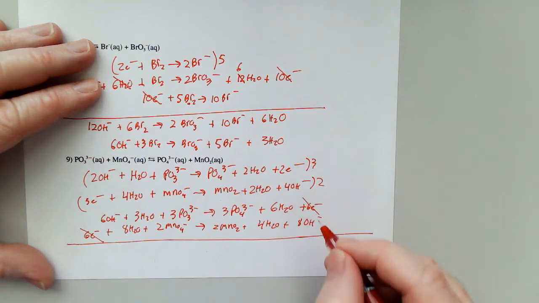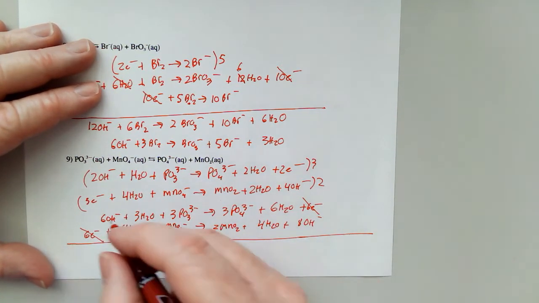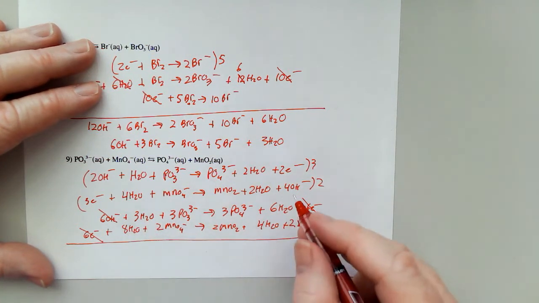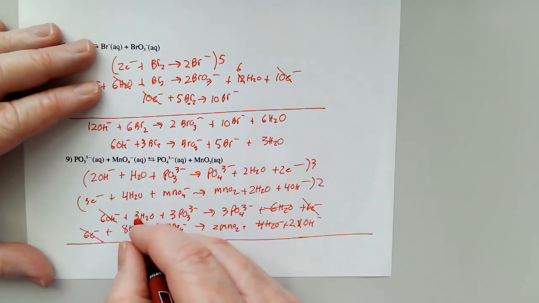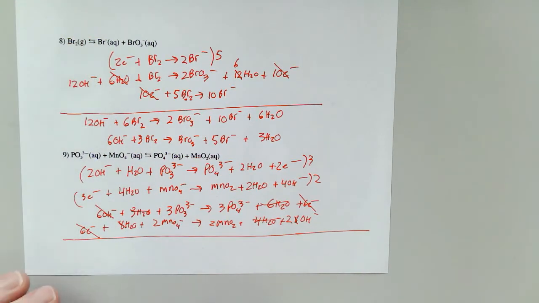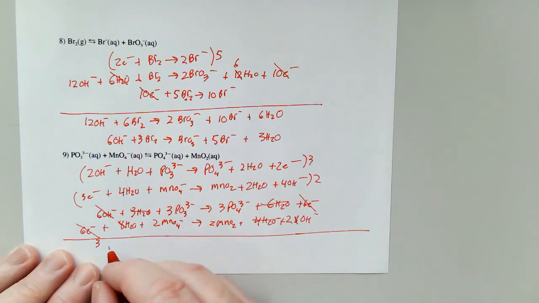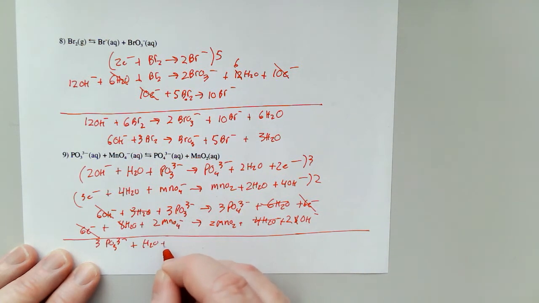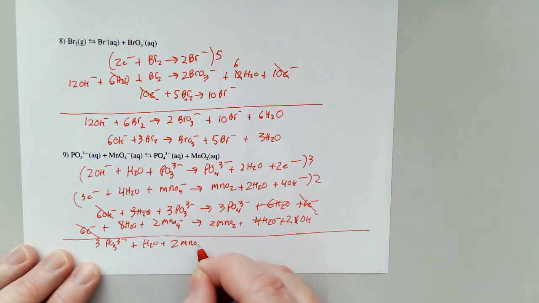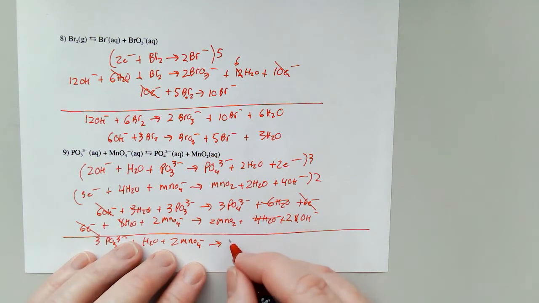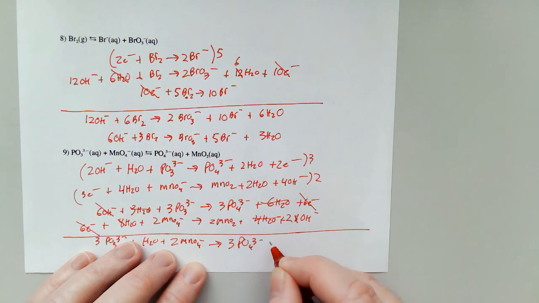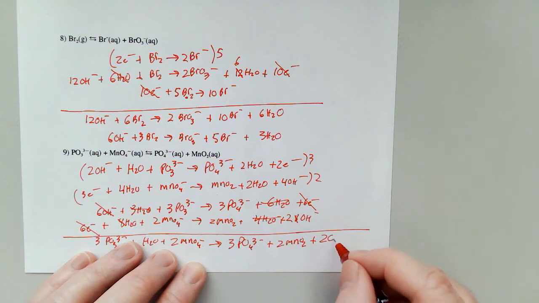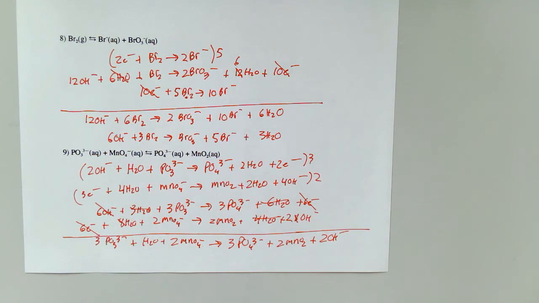The 6 electrons cancel. Now, 6 and 8 on the hydroxides will turn into 2. 3 and 8 is 11, and 6 and 4 is 10. So all those disappear, leaving me with just 1. So I have 3 PO3 3 minus plus H2O plus 2 MnO4 minus, yielding 3 PO4 3 minus plus 2 MnO2 and 2 hydroxides. And that is number 9.